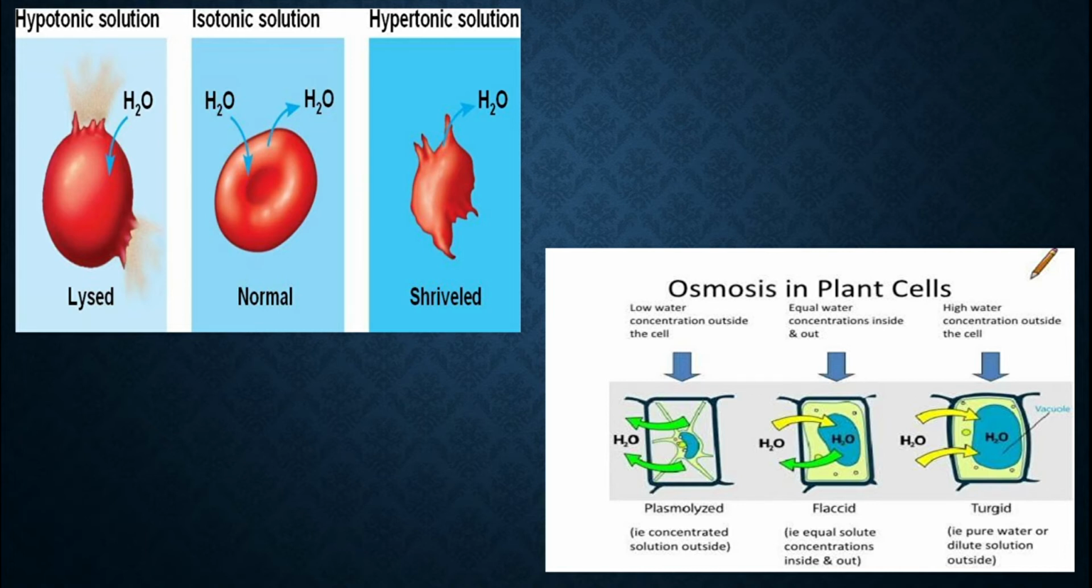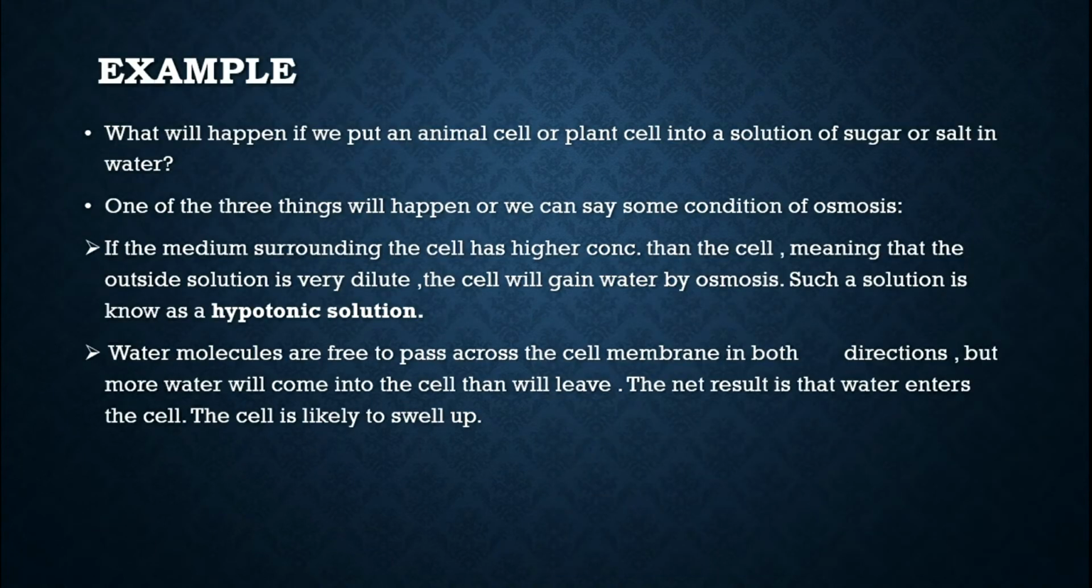Now, let's see. This is osmosis in plant cells. Now, let's see what this is. An example in NCERT: an animal cell or a plant cell is dipped into a solution of sugar or salt in water. So one of three things will happen. What are those? Hypotonic solution, isotonic solution or hypertonic solution.